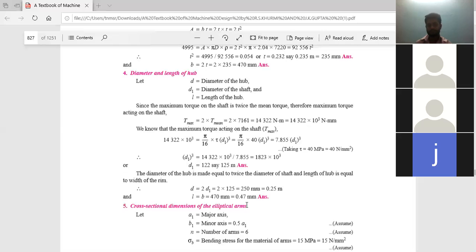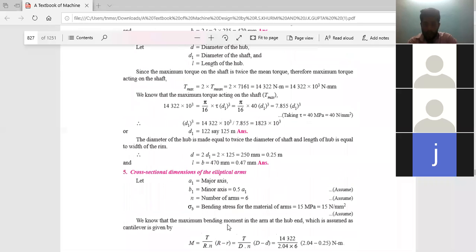Next part is cross-sectional dimensions of the elliptical arm. I know that arms of the flywheel are elliptical in shape with major axis as A1 and minor axis as B1. Now I have to calculate what will be the value of this A1 and B1. And we also know that minor axis is nothing but the half of the major axis. That means 0.5 times of A1.